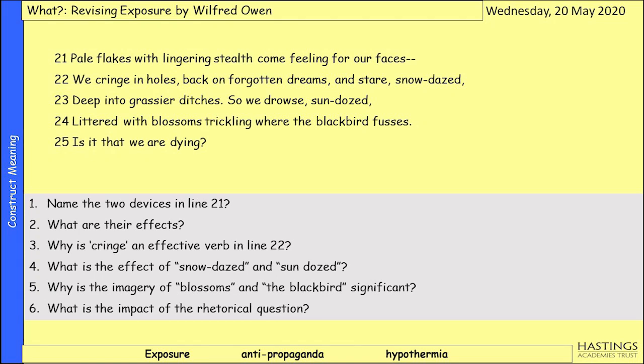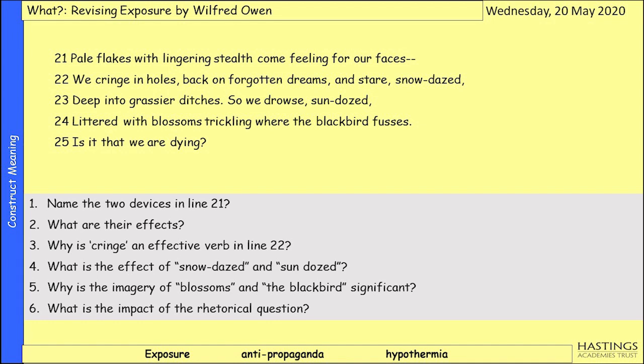Number 1. The two devices are personification and alliteration. Alliteration is the repetition of the F sound. Some of you may have got imagery, and that's valid too. Imagery is a good one to remember if you get confused by other devices, as most quotations tend to have imagery within it. However, the other devices are more likely to help you to get a better grade.